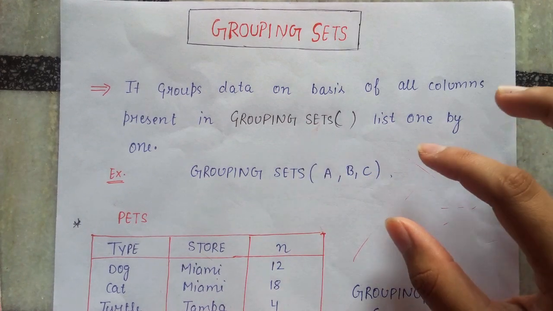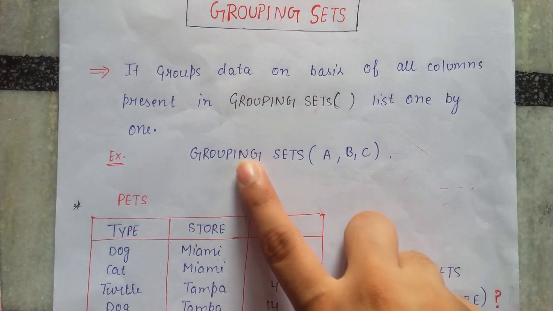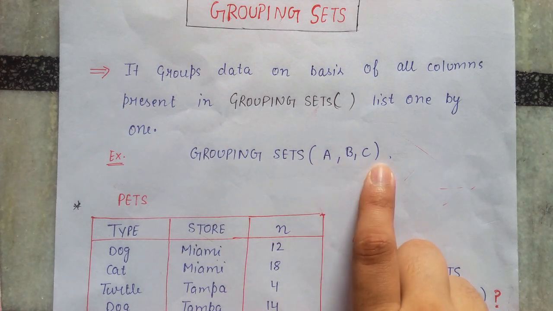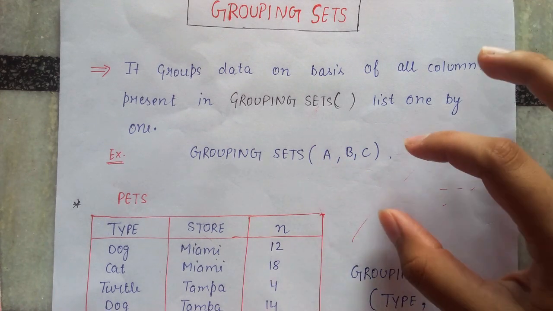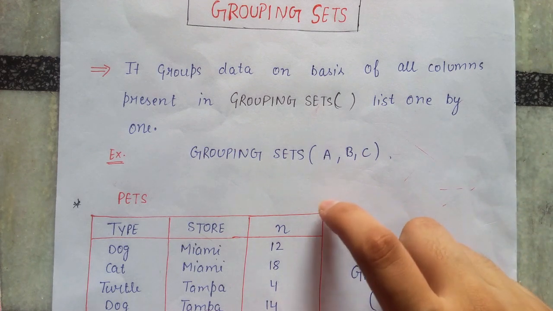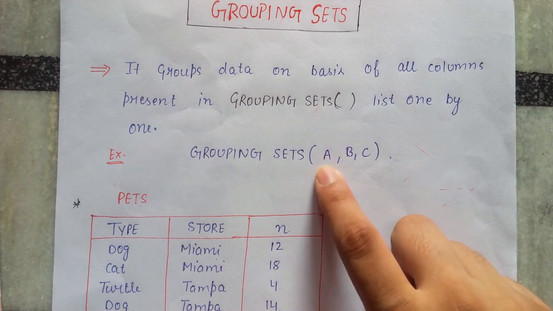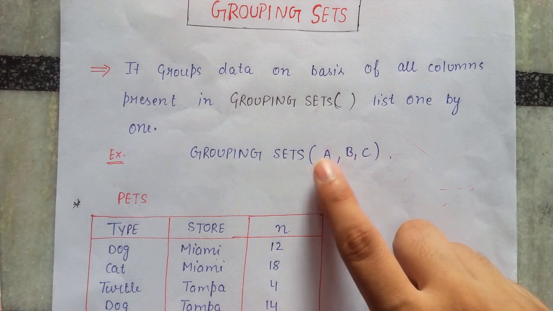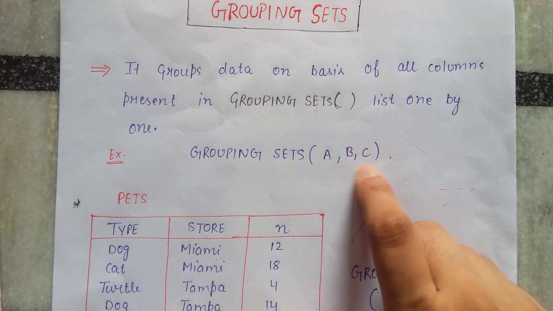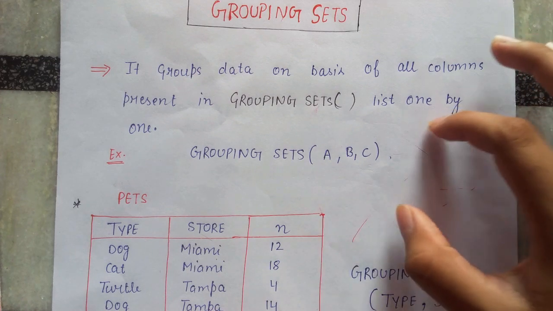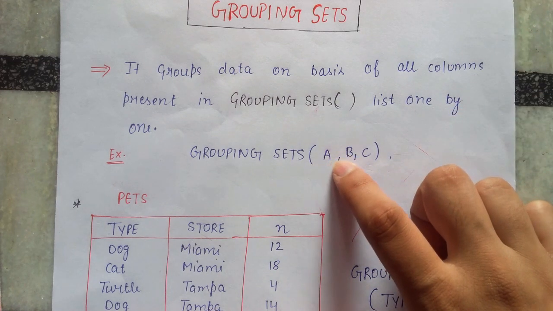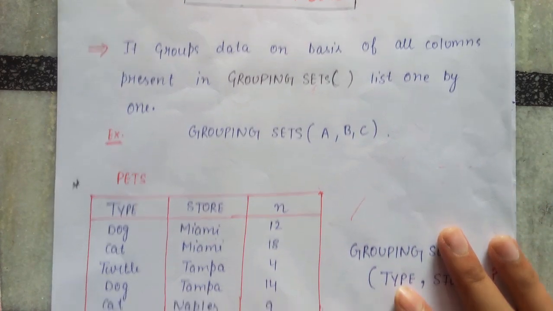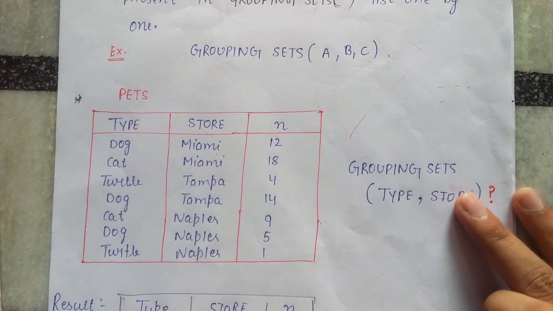Let's understand this with the help of an example. For example, this is a grouping sets, and we have mentioned three columns: A, B, and C. So how will this work? It will first group the entire table data on the basis of A, the first column, then it will group the data on the basis of the second column, and then on the basis of the third column. So this is the working of grouping sets. It groups the data on the basis of all the columns mentioned in this list one by one.